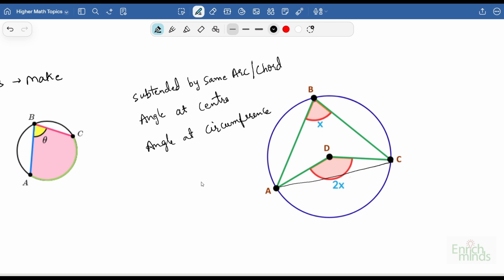So what is important here? Here the angles should be subtended by the same chord. Both these angles should be from the same arc or the same chord. And one of them has to be at the center and the other angle should be subtended at the circumference. It should touch the circumference of the circle. So if it satisfies all these 3 conditions, then this property holds true.